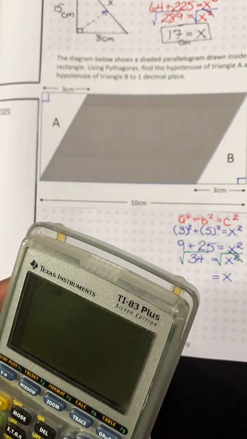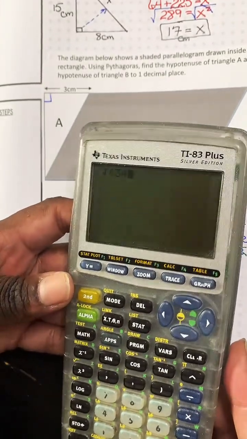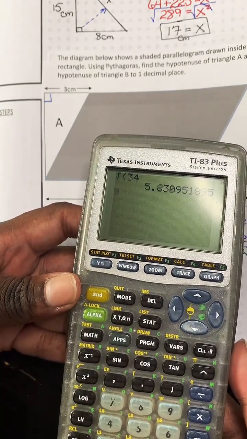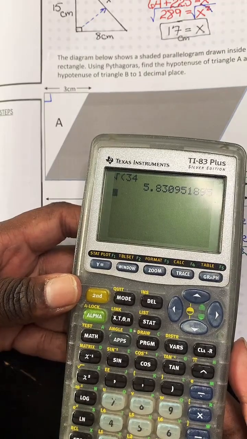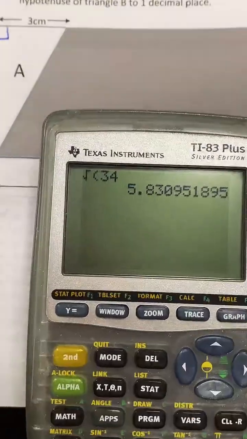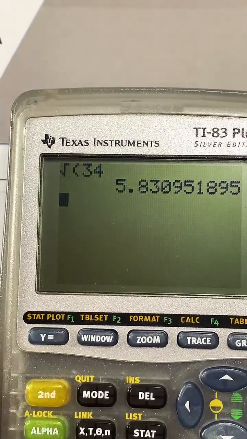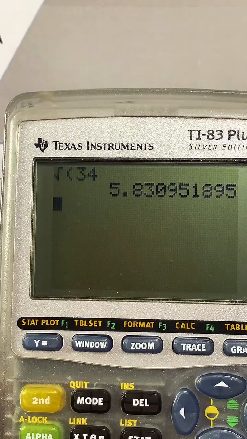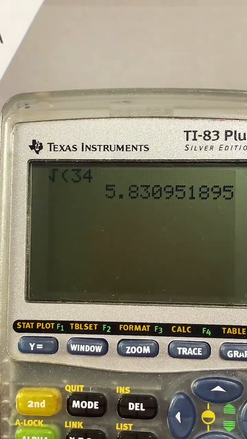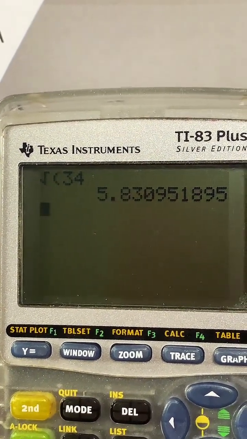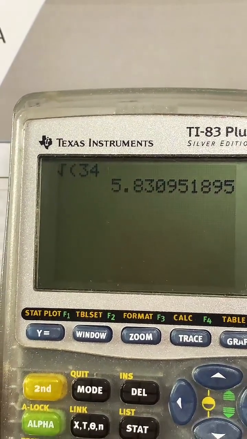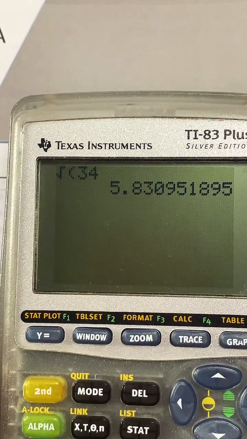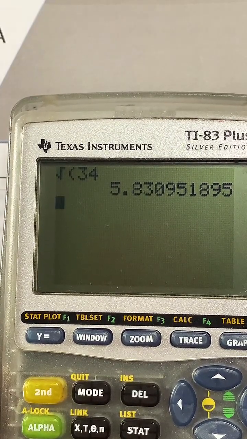But if I do the square root of 34, let me see if I can get my angle without too much of a glare. Okay, I got 5.830951895. Sounds like a phone number. No, I'm not going to call it. So if we round that to 1 decimal place, what would my answer be? Yes, 5.8.